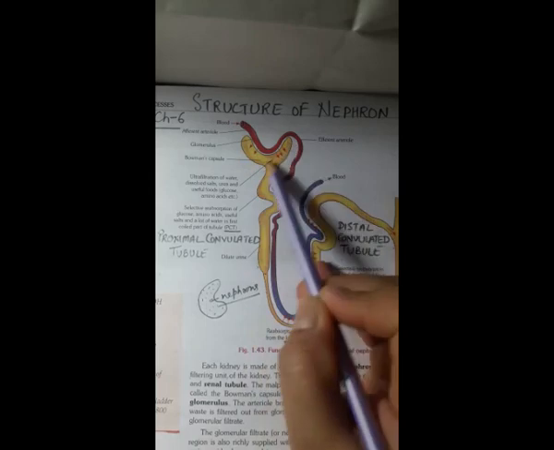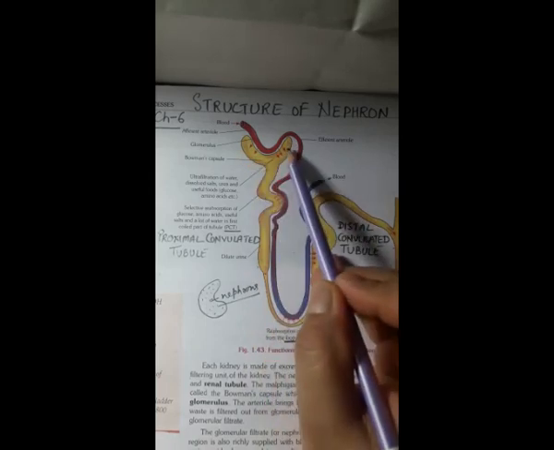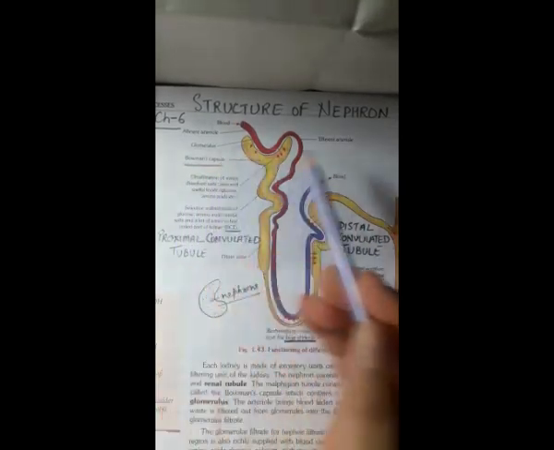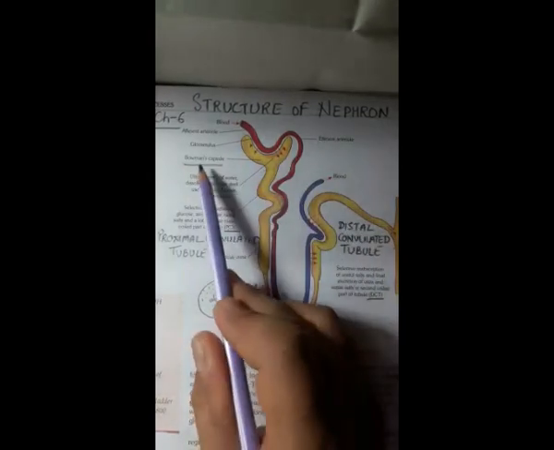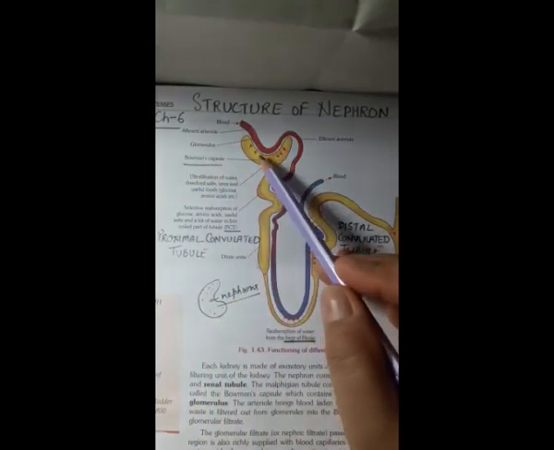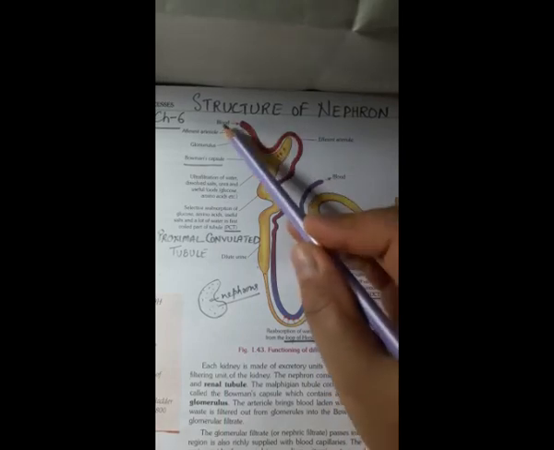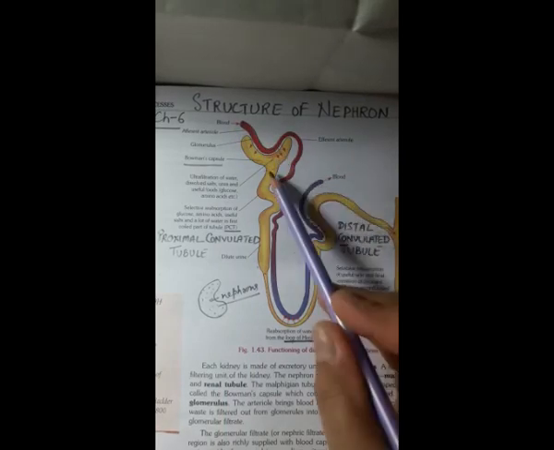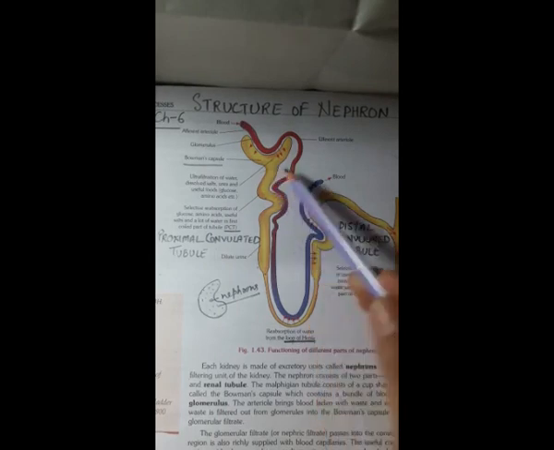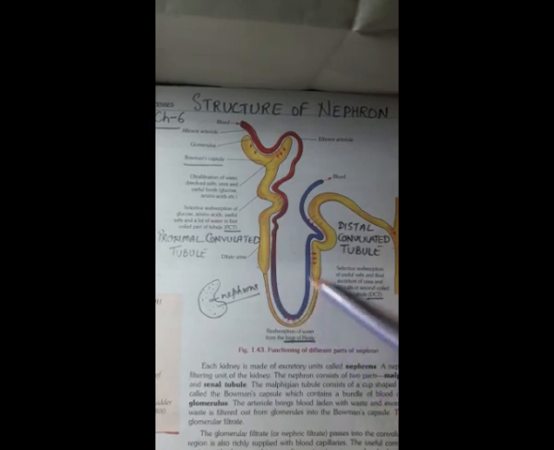The first part, here you can see a cup shaped structure. It is called Bowman's capsule. Bowman's capsule is surrounded by the network of blood vessels, right? Now from the bottom of Bowman's capsule you can see this long tube like structure.